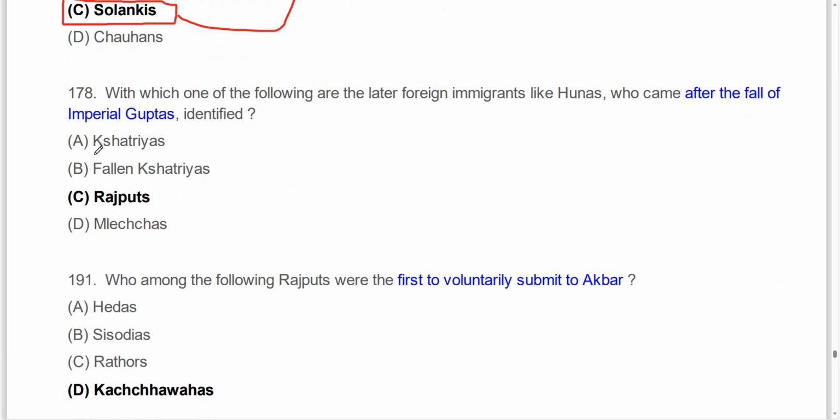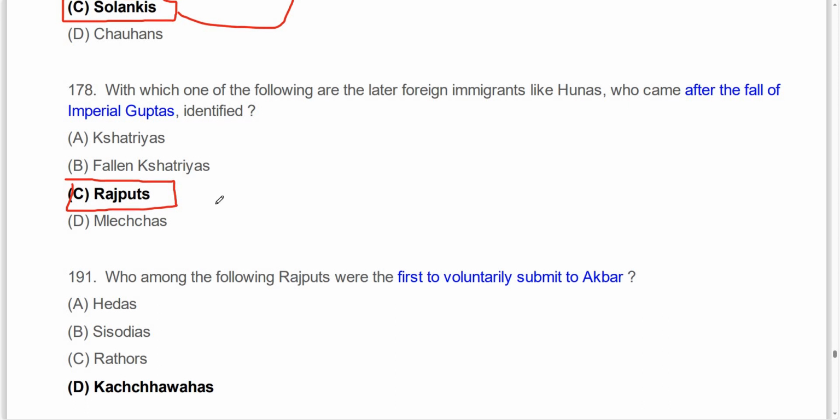Which of the following are the later foreign immigrants, like the Hunas, who came after the fall of the imperial Guptas, identified as? Rajputs. After the fall of the imperial Guptas, some foreigners came, immigrants like the Hunas, and they are later identified as Rajputs.